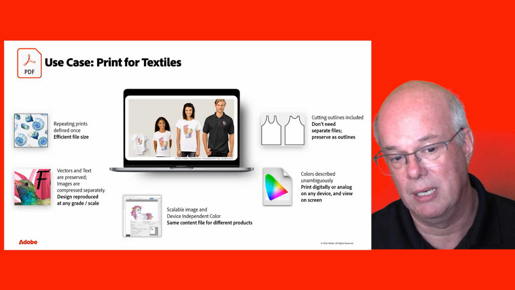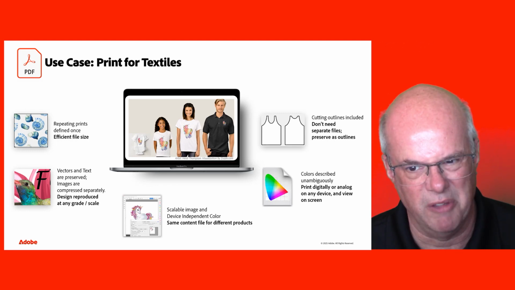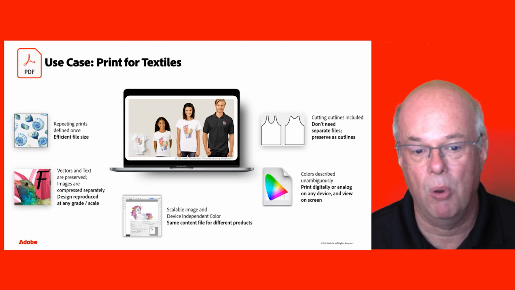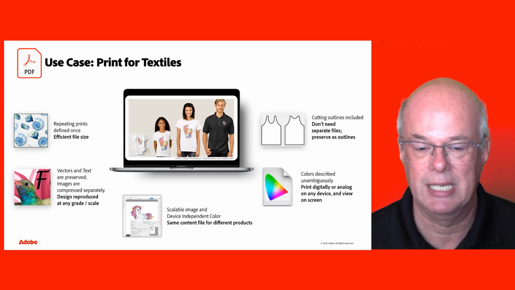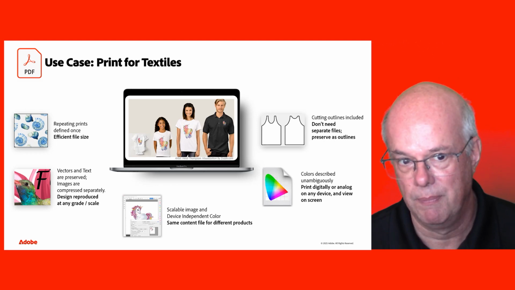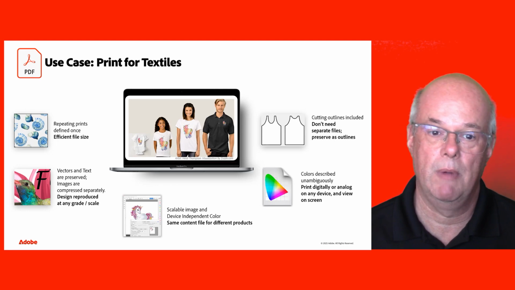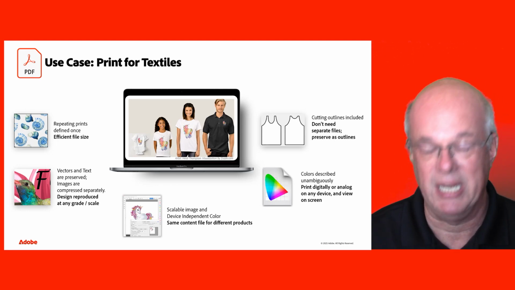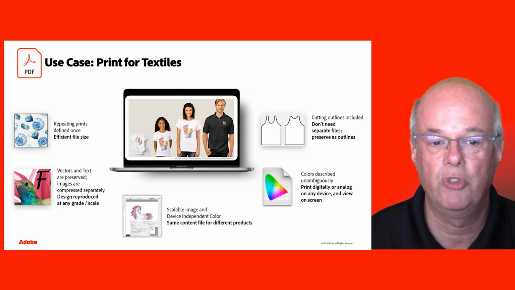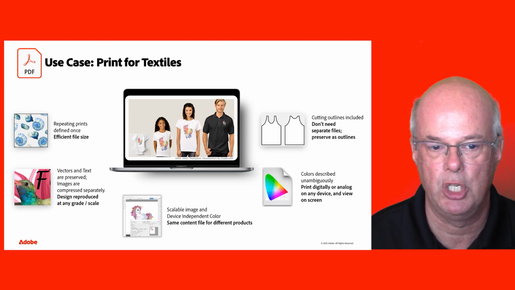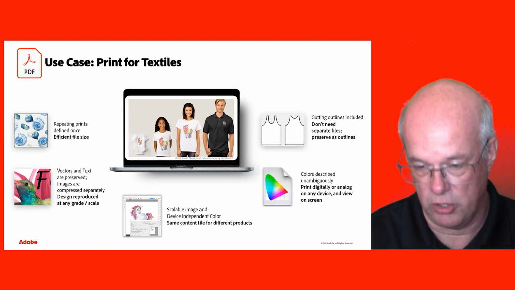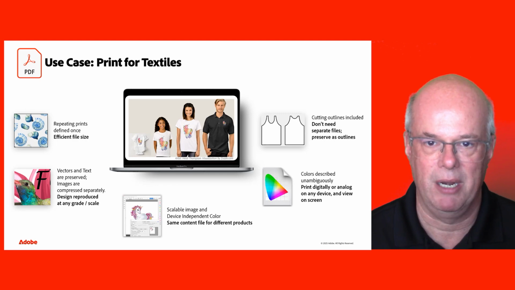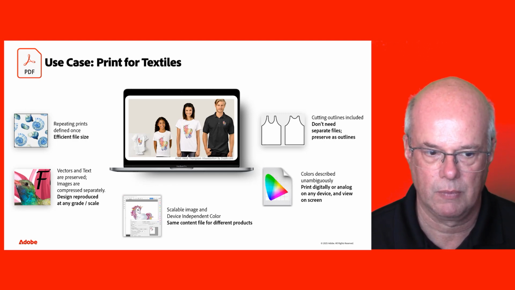We can apply the right level of compression, the way we can store the files and keep them in a file system efficiently. But more importantly, we can reproduce those designs at any scale, any grade of garment. And in the special case where we're printing repeating print over a large width or maybe an infinite length of fabric, we can also be very efficient because we only have to store that information once and we can reproduce it across whatever length of fabric we choose. So PDF has many benefits in the world of textiles.